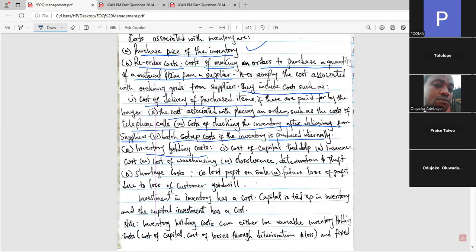So when you talk about inventory holding cost, they are the totality of costs that you incur because you have decided to keep your goods in your warehouse. This includes the cost of capital tied up. Because you have decided to put stock in your warehouse, you are tying up capital that you were supposed to use to do something else. The capital is supposed to be producing revenue, or let us say profit. But now your capital is tied up in inventory. It is only when you have sold that inventory that you begin to realize revenue.